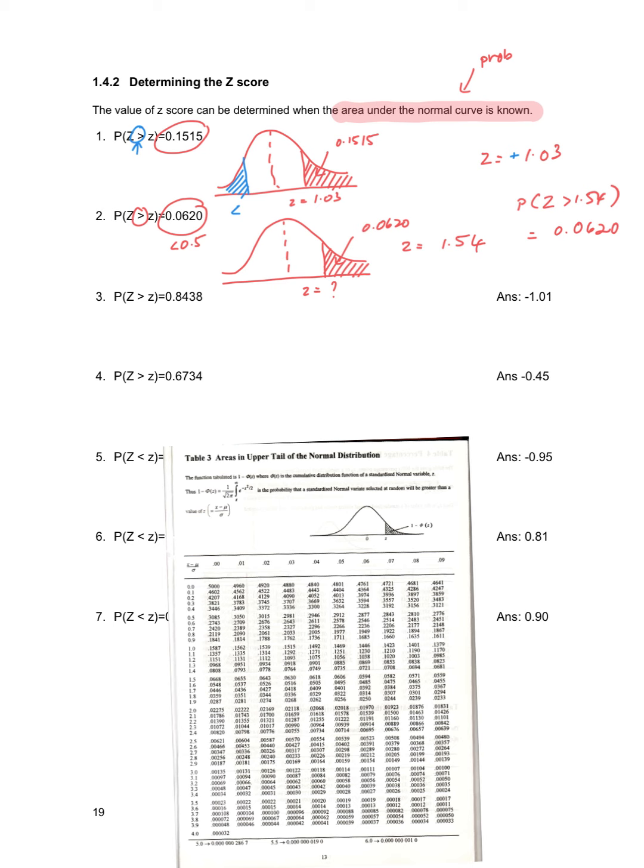Okay, number 3. Probability of Z greater than z equals to 0.8438. Look at the probability value yang dia bagi, 0.8438. Maksudnya dia adalah besar, lebih daripada half of the curve.